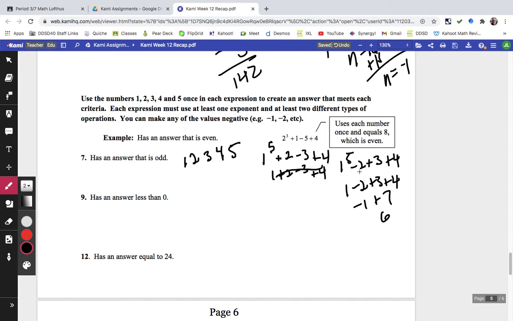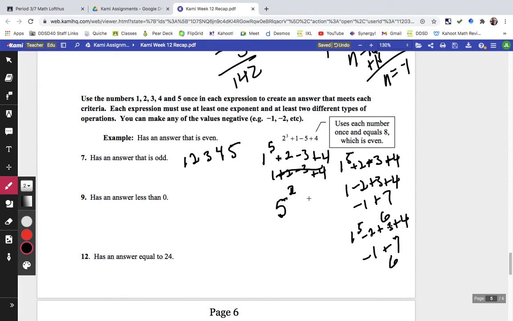Then let's try adding that one and subtracting these two. So 1 to the 5th power minus 2 plus 3 plus 4. So that is -1 plus 7, which is 6. All right. Then let's not use 1 to the 5th power. Let's use 5 to the 1st power. No, let's use 5 squared.